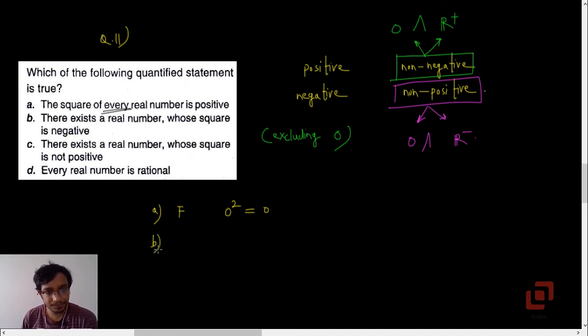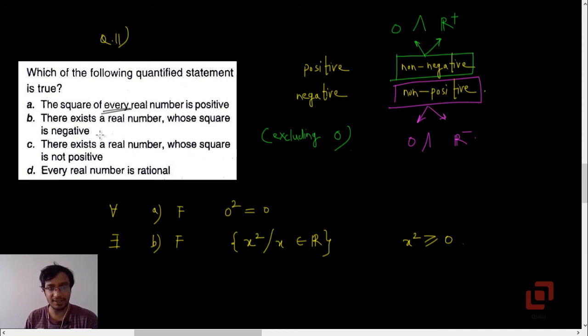B, there exists a real number. Here they are using the existential quantifier. The first one was the universal. There exists a real number whose square is negative. Now that is definitely false, because the square of any real number is always non-negative. It can either be 0 or greater than 0. So again false, because we cannot even find a single example which satisfies that proposition. Let's go to C.